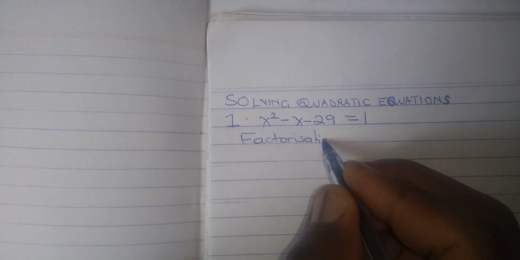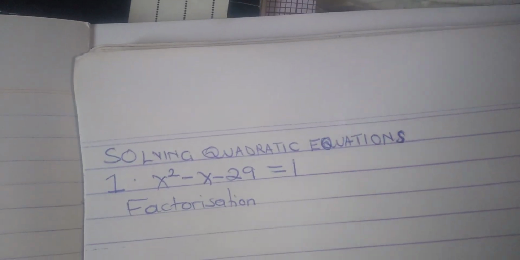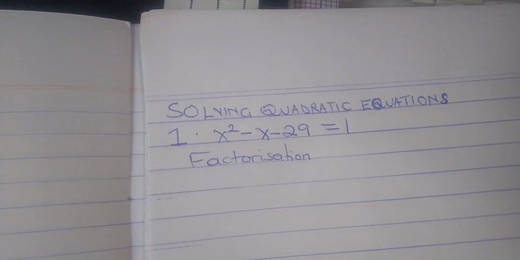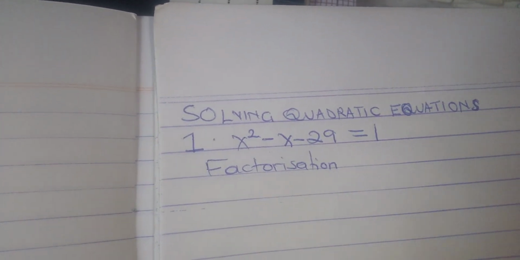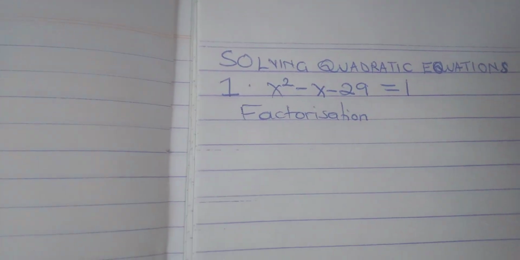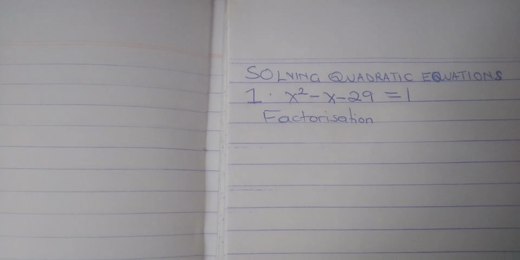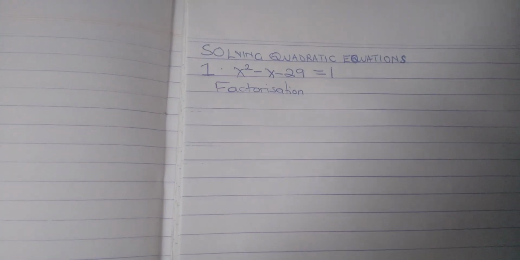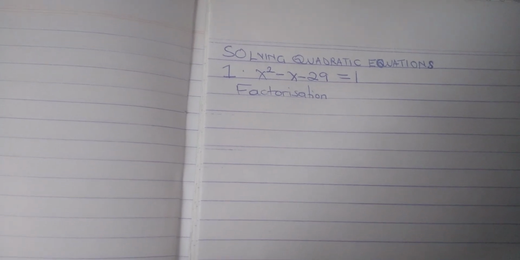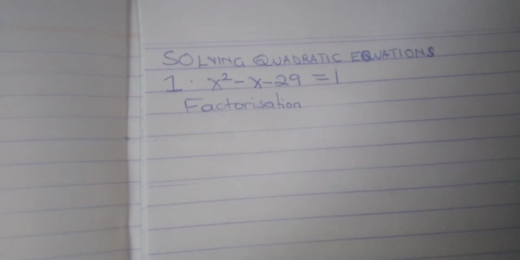Some questions might even just say factorize and hence solve the equation. For this case we're just solving directly. When they tell us to factorize, we stop at the step of factorization. If they tell us to hence solve, we continue and equate that equation to 0. So for us to solve, we equate the equation to 0. Is it okay? So I'll begin with factorization.